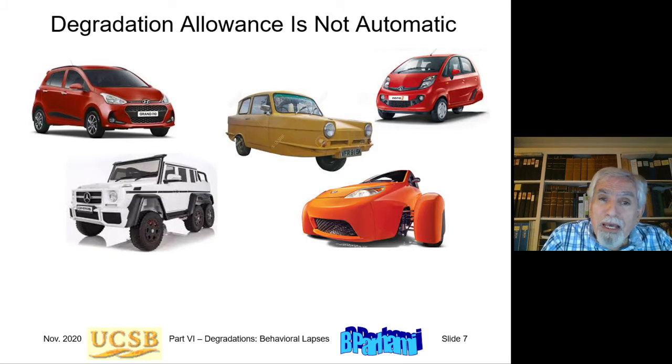Okay, so degradation allowance is important because it's not necessarily automatic. And this is sort of an analogy that I've shown here. Let's say you can design a car, an automobile, with 3 wheels. 3 wheels are the minimum number required for a car to actually be a car. So if a car has 4 wheels or even 6 wheels, the fact that it has extra wheels doesn't mean that we can tolerate the malfunction of one of the wheels.